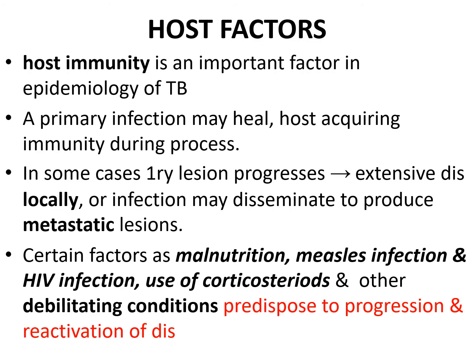Host factors. Host immunity is an important factor in the epidemiology of TB. A primary infection may heal, the host acquiring immunity during the process. In some cases, primary lesions will lead to extensive disease locally, or infection may disseminate to produce metastatic lesions. Certain factors such as malnutrition, measles infection, HIV infection, use of corticosteroids, and other debilitating conditions predispose to progression and reactivation of disease.